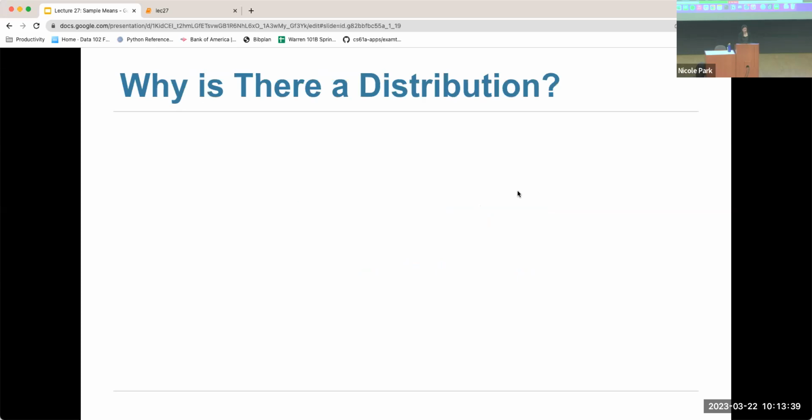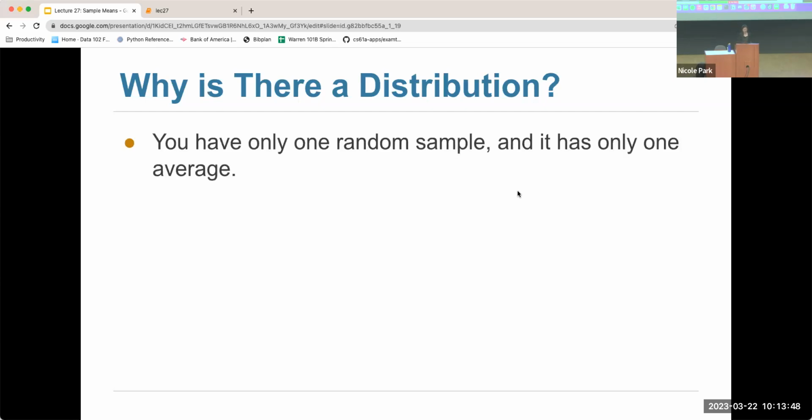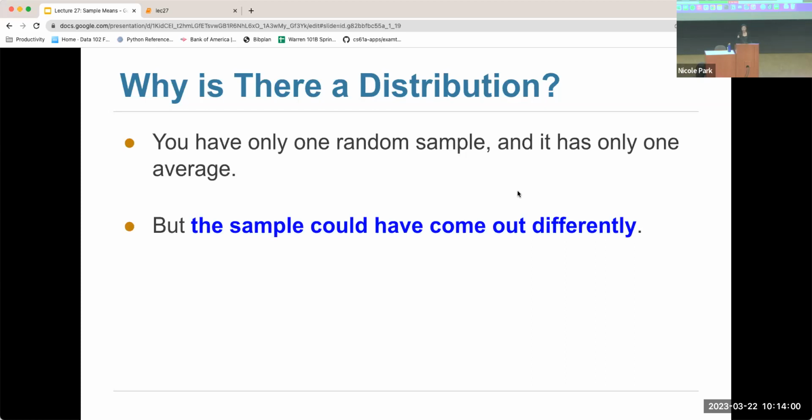The distribution of the sample average: you might ask, why do we even care what the sample average's distribution looks like? Why do we care that it's a bell-shaped curve? You only have one random sample and it only has one average. So when you take the random sample and you get the average of it, that is going to be the sample average for that one sample. But the sample could have come out differently.